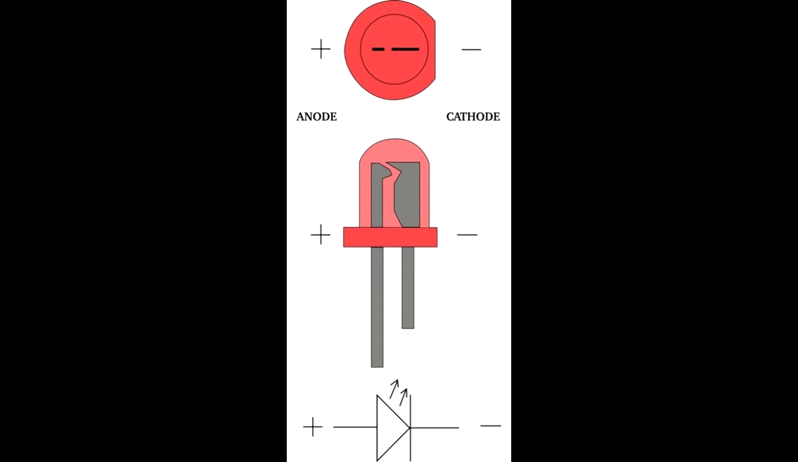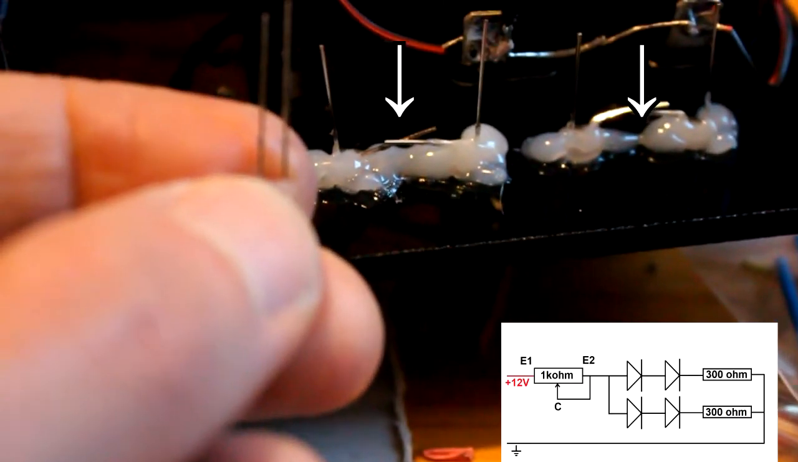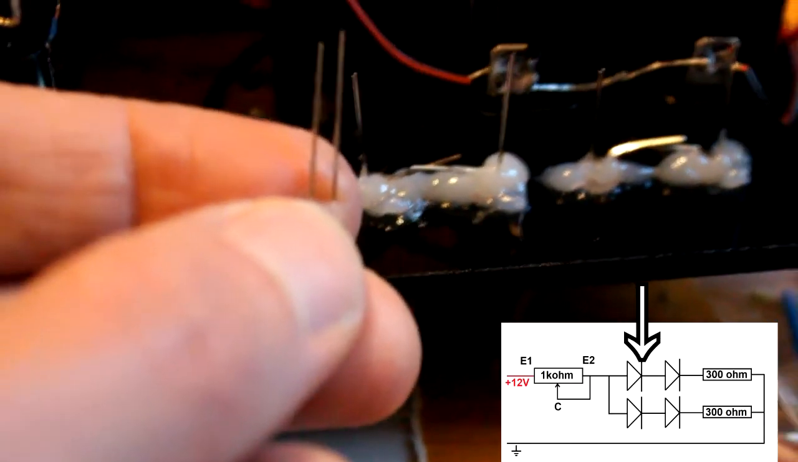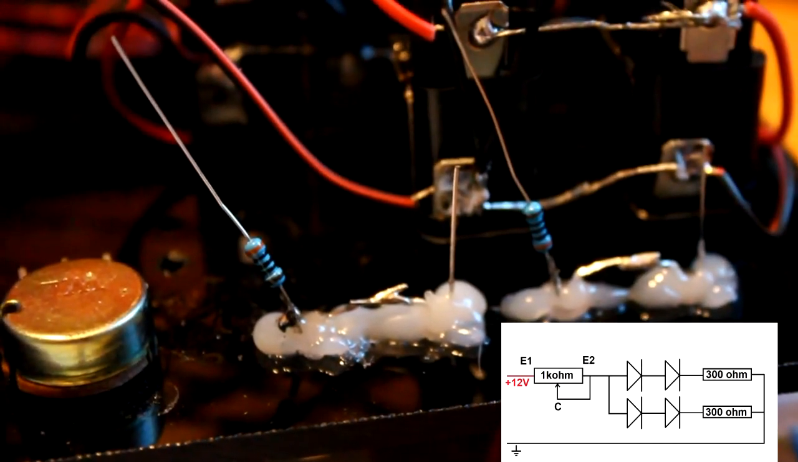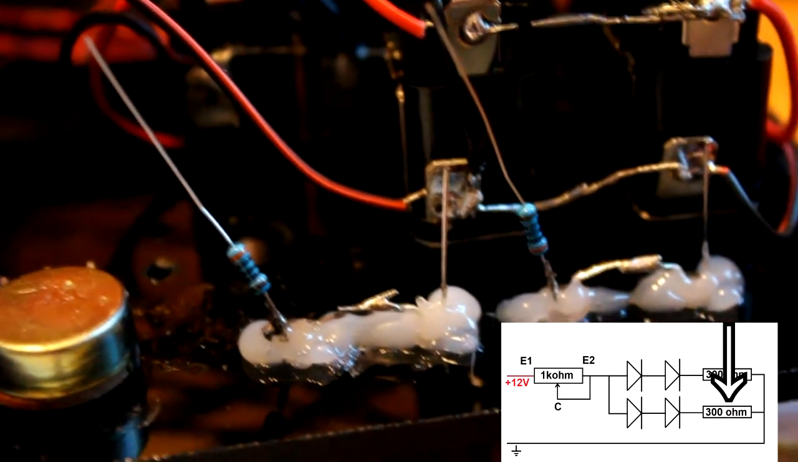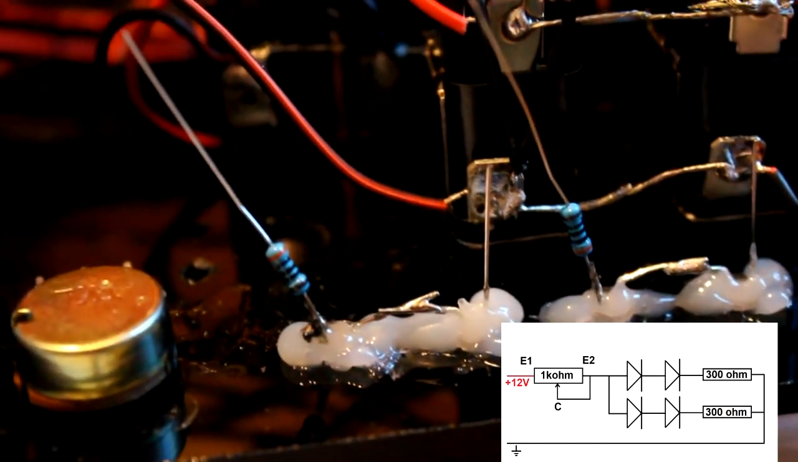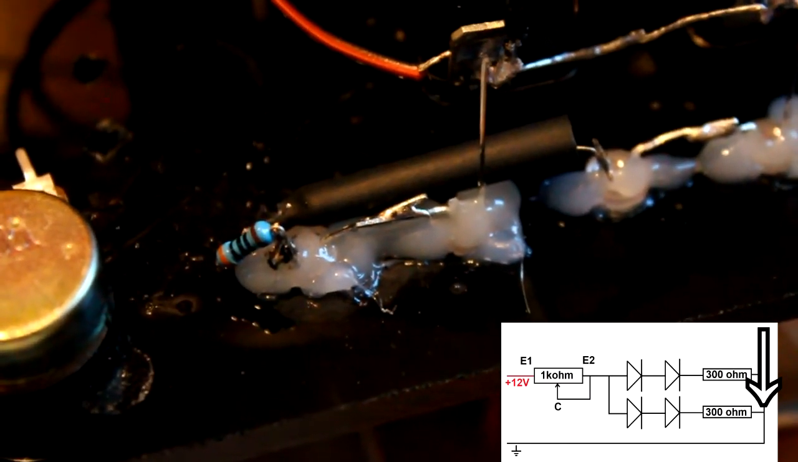I mounted the four LEDs with the cathode on the left. So we take the LEDs two by two and we solder the cathode of an LED with the neighbor LED's anode. After a series of two LEDs we have a 300 ohm resistor. So I soldered a resistor on the cathode on the left. After that the two resistors are soldered together.